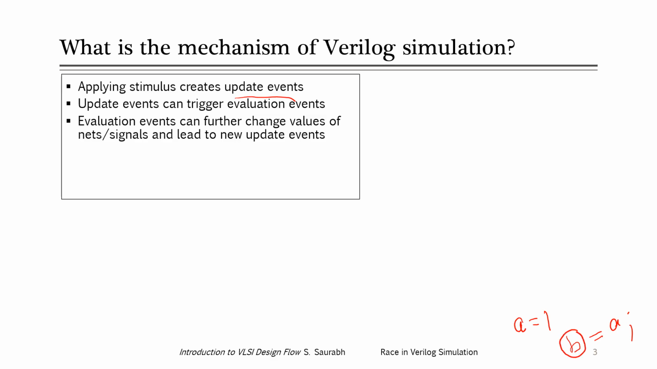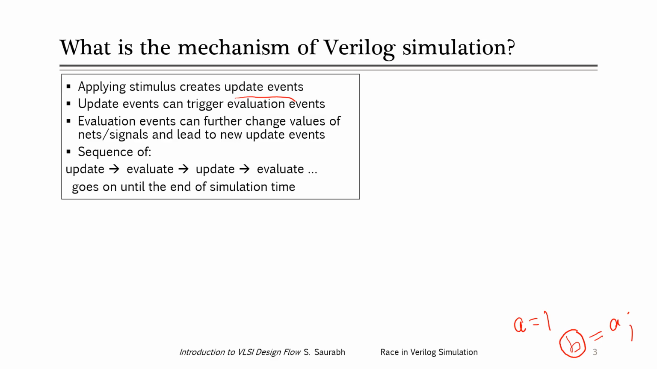And since b can further be on the RHS of some assignment, some other variable needs to be evaluated and then updated and so on. So the tool basically creates a sequence of update, evaluate, and this goes on until the end of the simulation time, right? Now, this is the mechanism of Verilog simulation, and in this update evaluate sequence, the order of time that we specify in the Verilog code or in the test bench is followed.